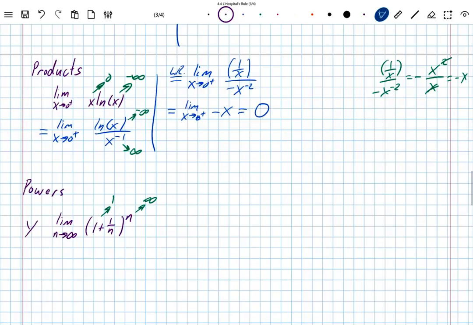Whatever this thing is, let's just call it y. And I want to simplify that exponent, so I'm going to take the natural log of both sides. This is how we deal with exponents so often in math. So if I take the natural log of both sides, I get this limit as n goes to infinity of the natural log of 1 plus 1 over n. And now using my power rule, that n comes in front. So it's no longer an exponent, it's now a product.